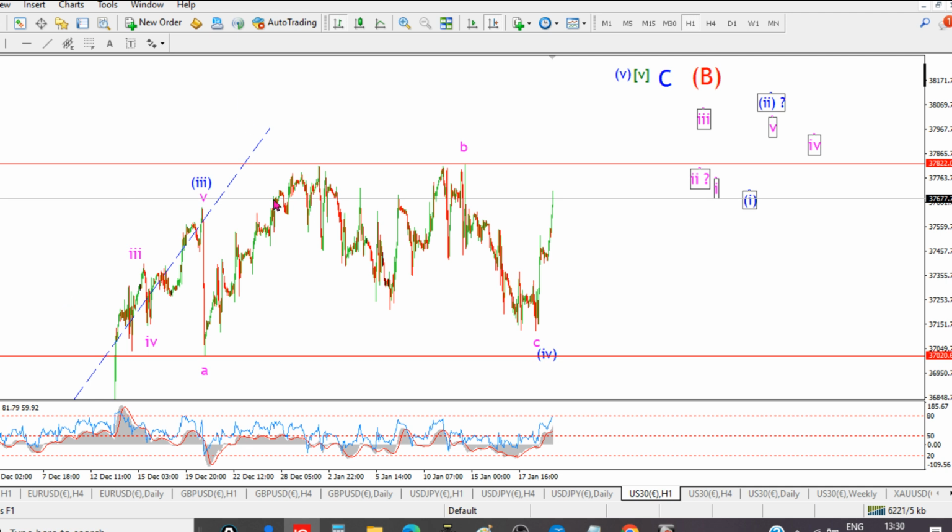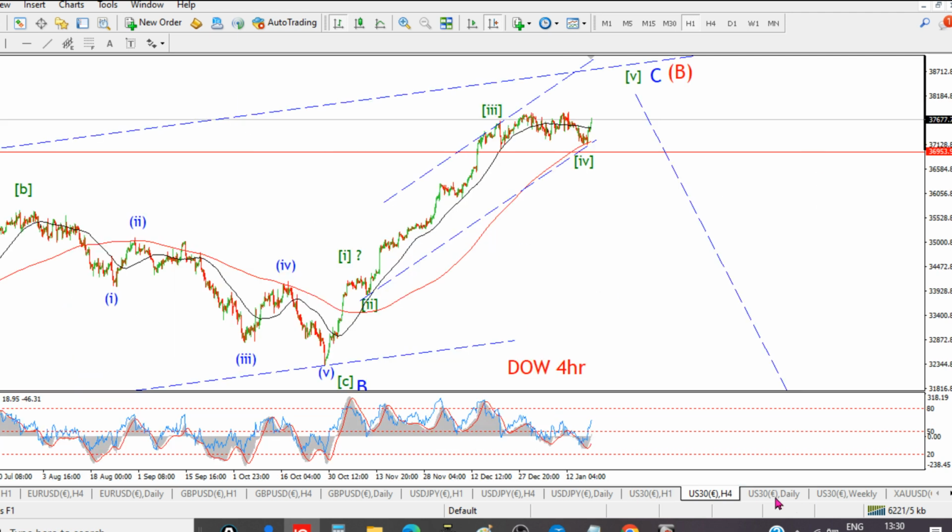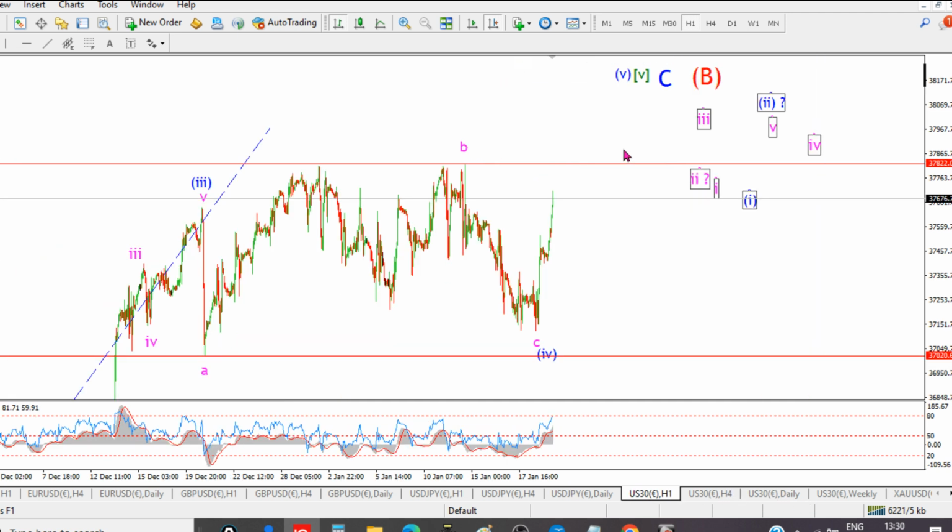But for the moment, the longer term charts all point one way. The short term chart will get there. Okay, let's move on.